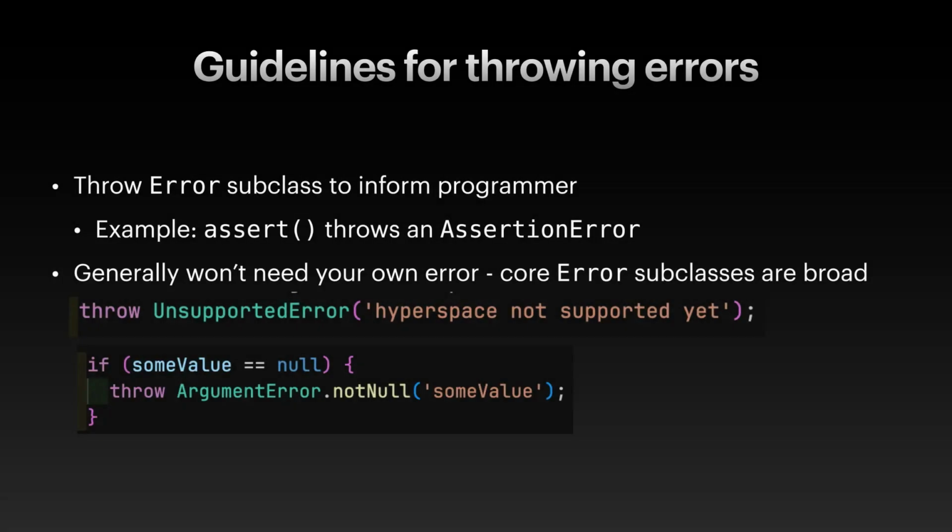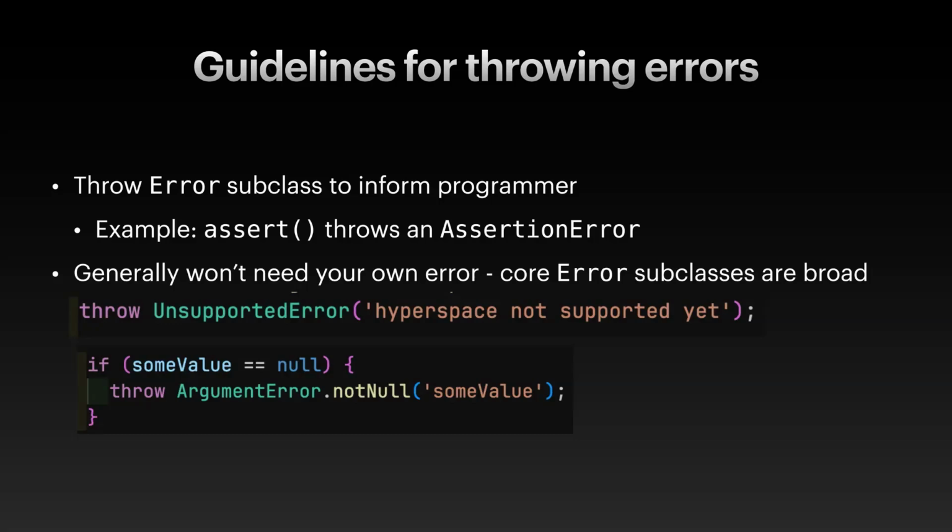So what are some of the guidelines for throwing errors? You should throw an error subclass to inform the programmer that they've made a mistake. For example, there's an assertion error, which is clearly a subclass of the error class. And that's used by the assert operation during debug and profile times, but not production times, to say that some assertion has failed. Therefore, the program is not operating in a way that was expected.